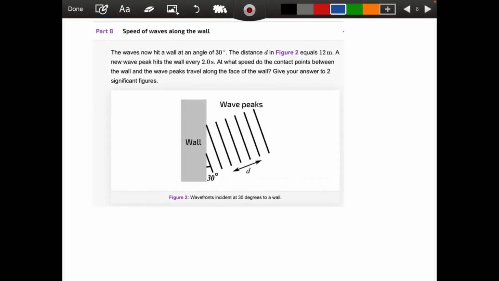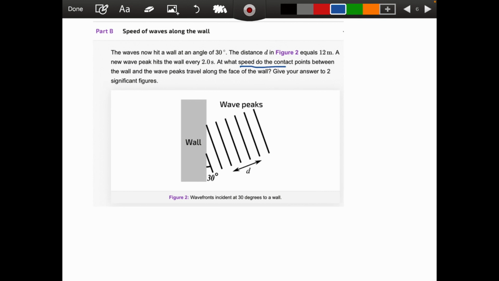Okay, so this is part B of the Waves at Sea question from Isaac Physics, game board on refraction on wave motion. So the waves now hit a wall at an angle of 30 degrees. The distance d in figure 2 equals 12 meters. A new wave peak hits the wall every 2 seconds. At what speed do the contact points between the wall and the wave peaks travel along the face of the wall?